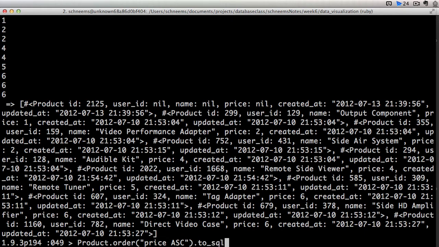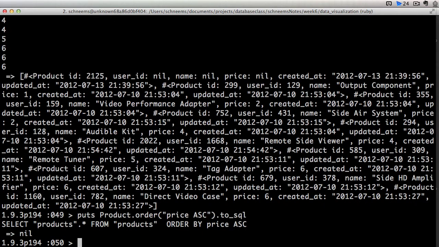And you can, as always, check out the .to_sql. If you are confused about the SQL that it's building, you can put that out. And it's going to be select products from products, order by price, ascending. So we're really not doing much fancy. The domain-specific language that Ruby is using here is very similar to the underlying SQL. So go ahead and try out order now.